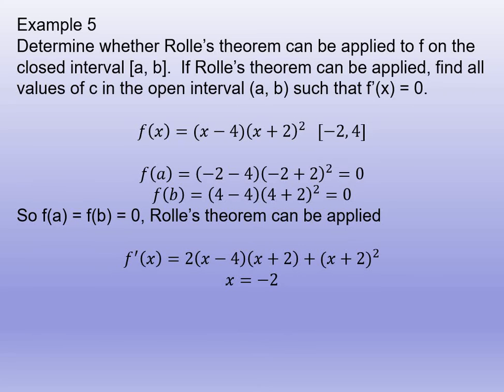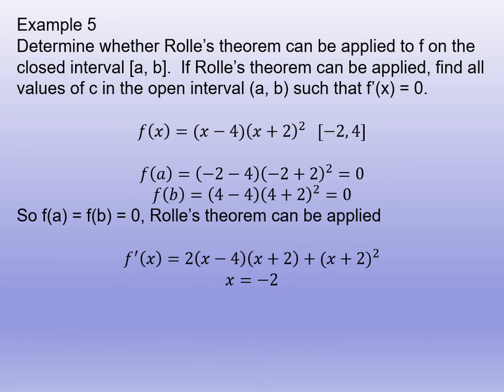So we would set f prime of x equal to 0 and solve for x. We can clearly see that negative 2 is one solution there. Now, the other solution is 4, but it's an endpoint, so we don't want to conclude it, because we want to find c between a and b, not at a and b. We're talking about the open interval from a to b, so that means we cannot use 4. We can only use negative 2 in this case.